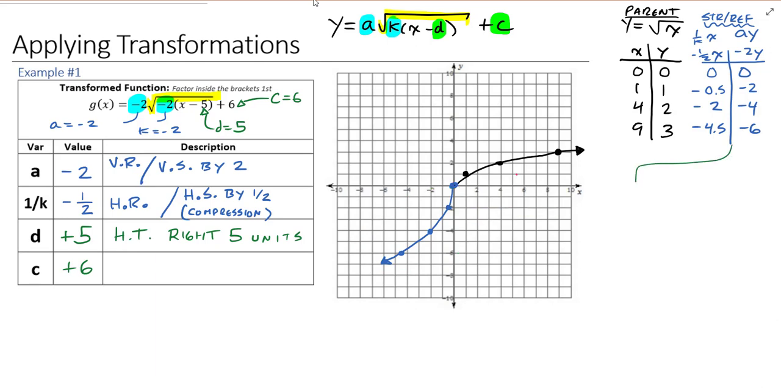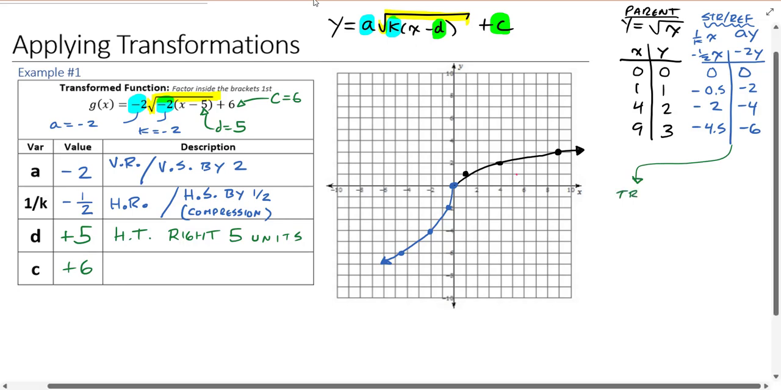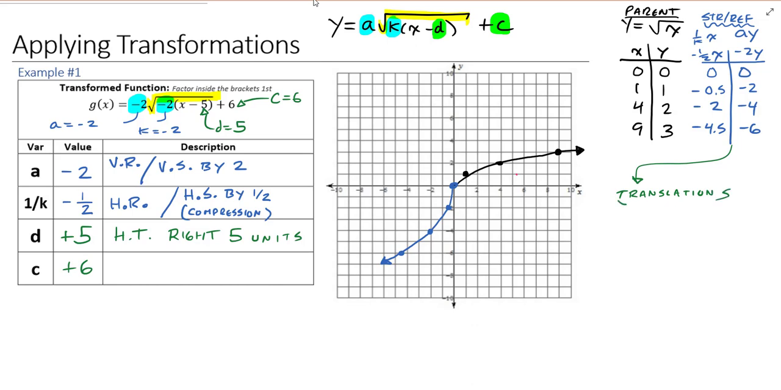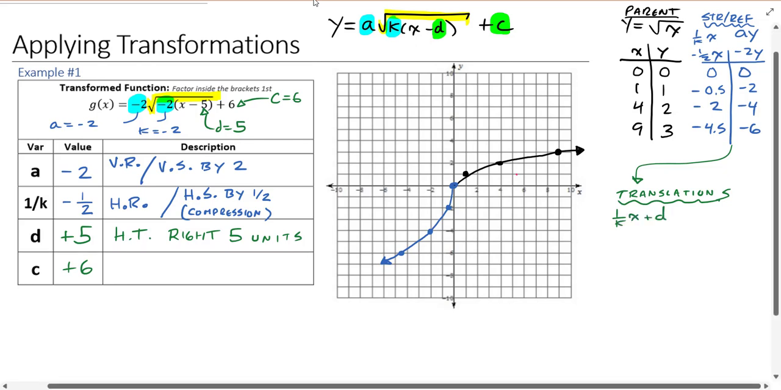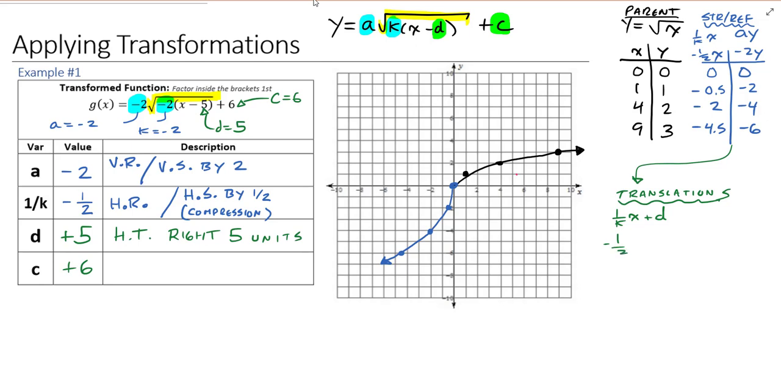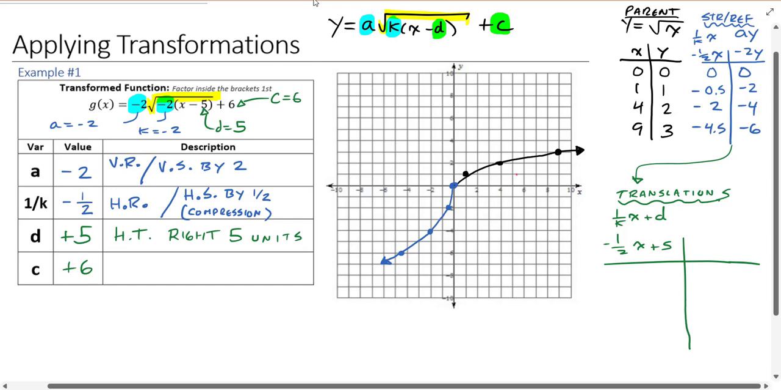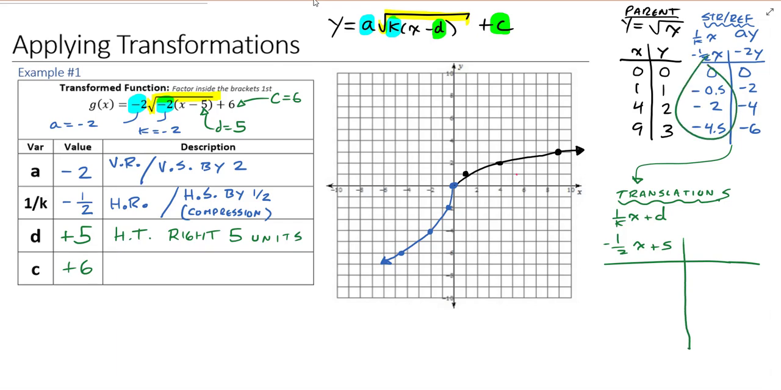Let's make another table here. Normally I like to do my tables next to each other, but I don't have the room, so I'll come down here and do my translations, my final graph. Okay, so let's take what we did before, and we're going to take the x-coordinates, which we multiplied by 1/k, and we're going to add D to them. I multiplied them by -1/2 already. We're going to add 5 to those. So here's my new table of values. Take all of these coordinates and literally just add 5. 0 plus 5, -1/2 plus 5, -2 plus 5, and -4.5 plus 5. And that's what I end up with. Okay, so we got those points.